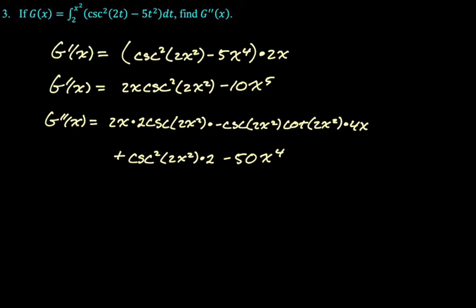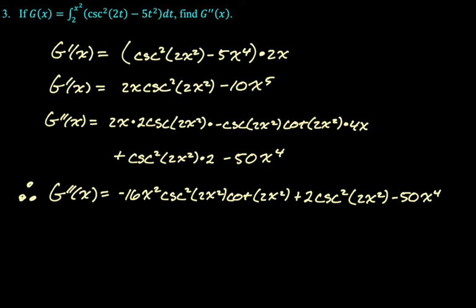I'm not going to make you watch this, but I decided to simplify this. And so I ended up with this. g double prime is negative 16x squared cosecant squared of 2x squared cotangent of 2x squared plus 2 cosecant squared of 2x squared minus 50x to the fourth. Kind of gross, but not a bad problem.